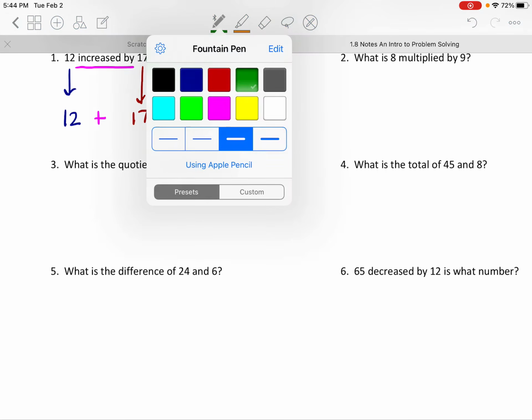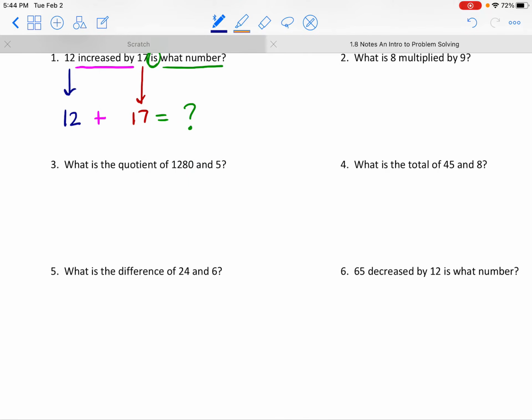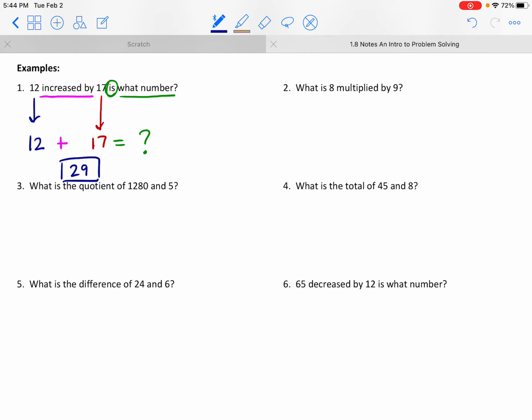Well, now we just got to add 12 and 17. So 12 plus 17 makes 29. So our missing number is 29. That is the solution for this problem. Hopefully that wasn't too terrible. Okay? So let's look at the next one here.